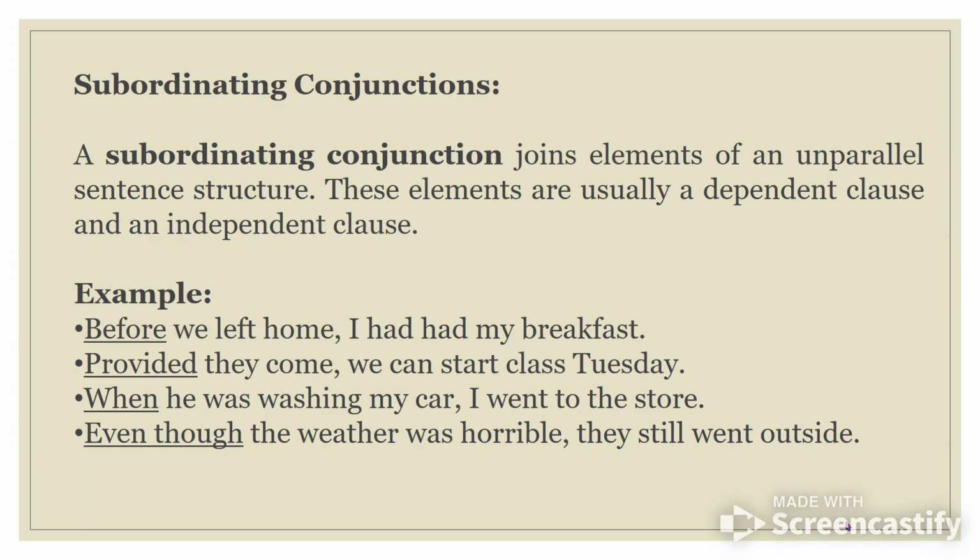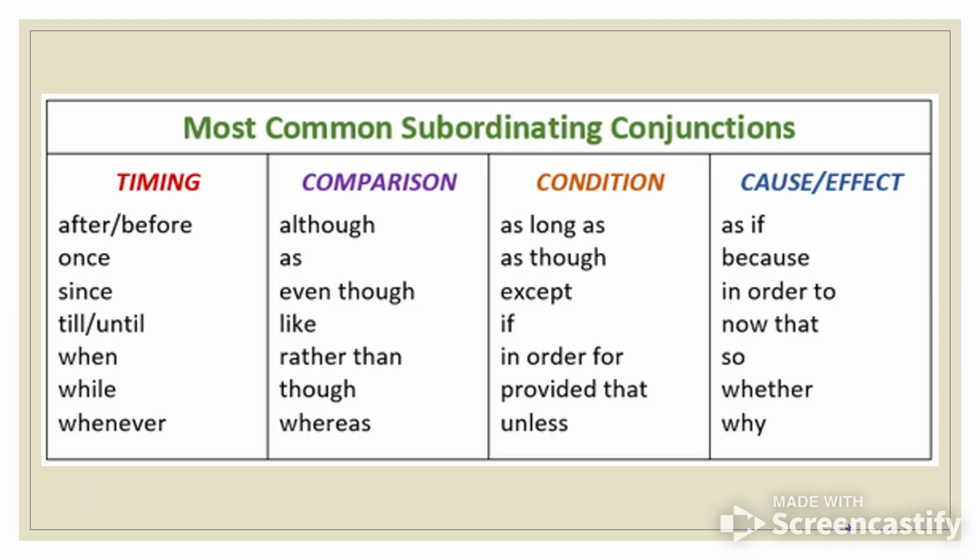For example, before we left home, I had my breakfast. Provided they come, we can start class Tuesday. When he was washing my car, I went to the store. Even though the weather was horrible, they still went outside. So these are the examples of the words used as subordinating conjunctions.